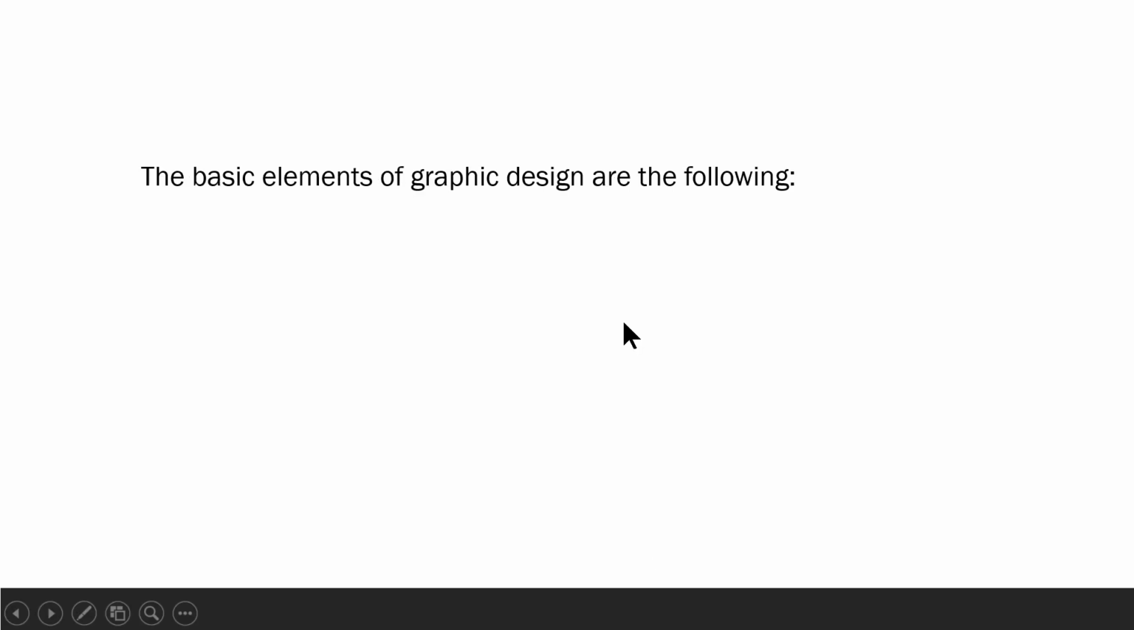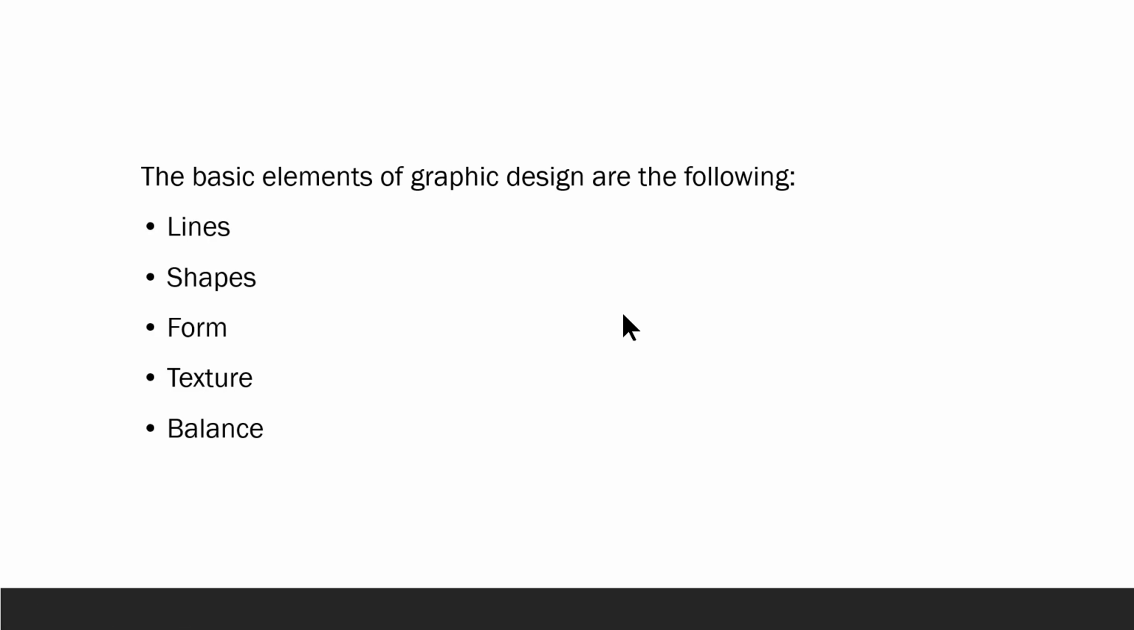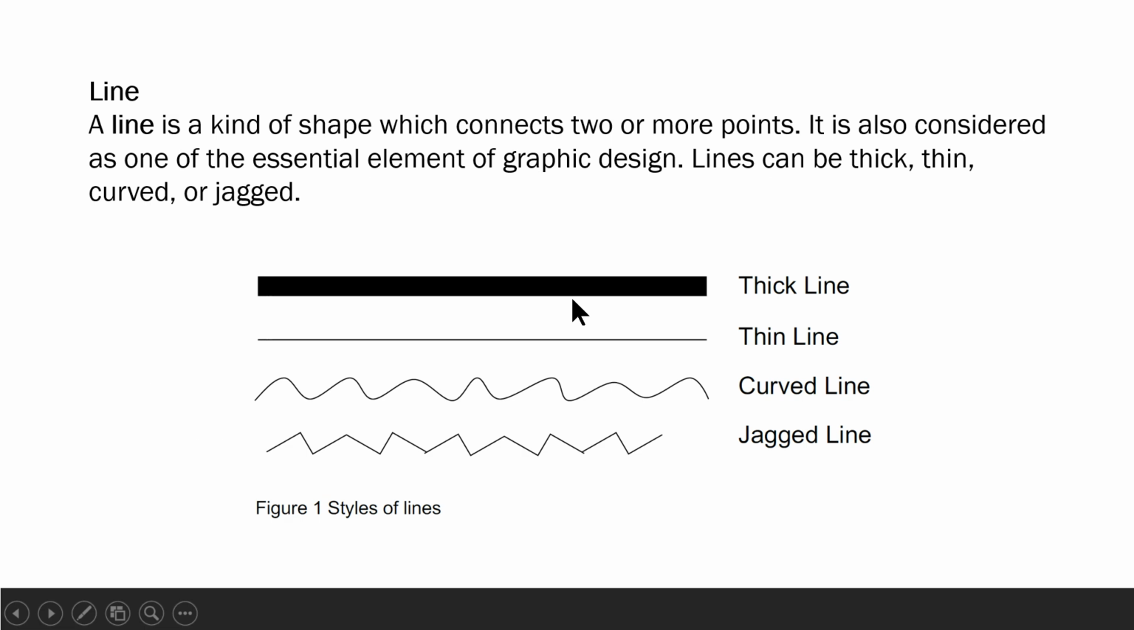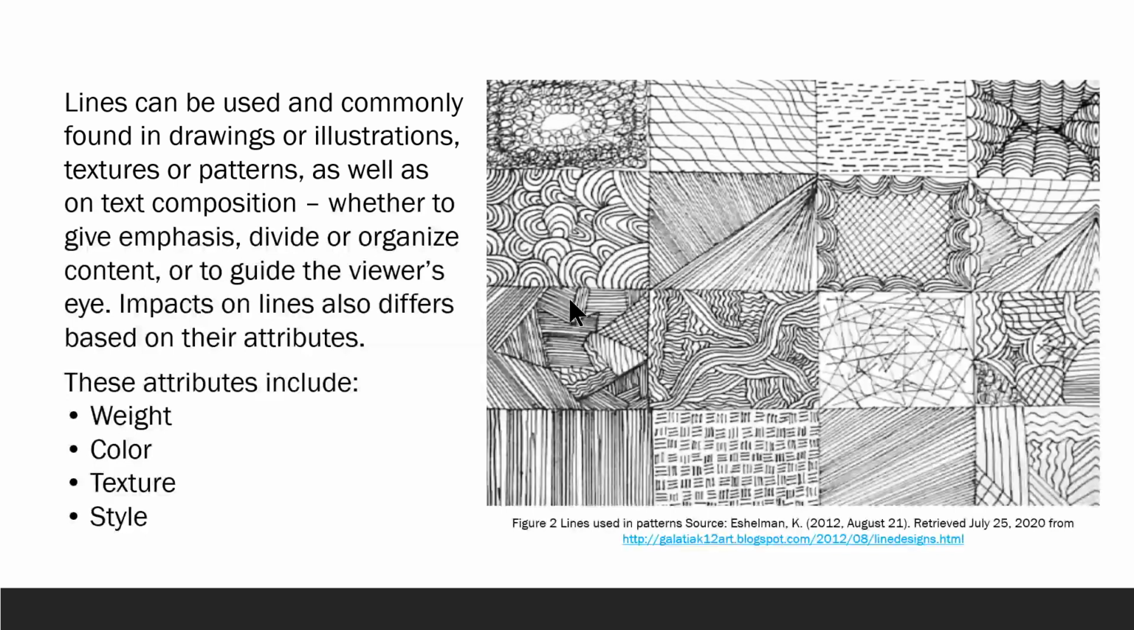Now, the basic elements of design which we're going to talk about today are lines, shapes, forms, textures, and balance. Let's go over all those different elements in design. First, when you say line, this is connecting two or more points. Your lines can be thick or thin, curved or jagged. Lines can be combined to form different drawings or illustrations. They can give color, texture, and emphasis to give us direction.